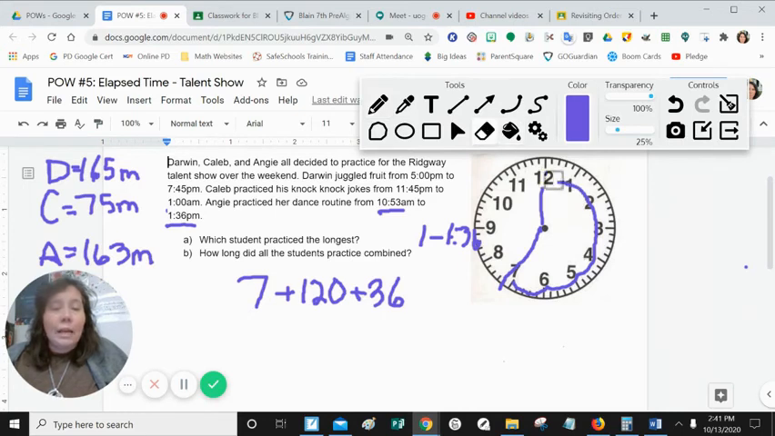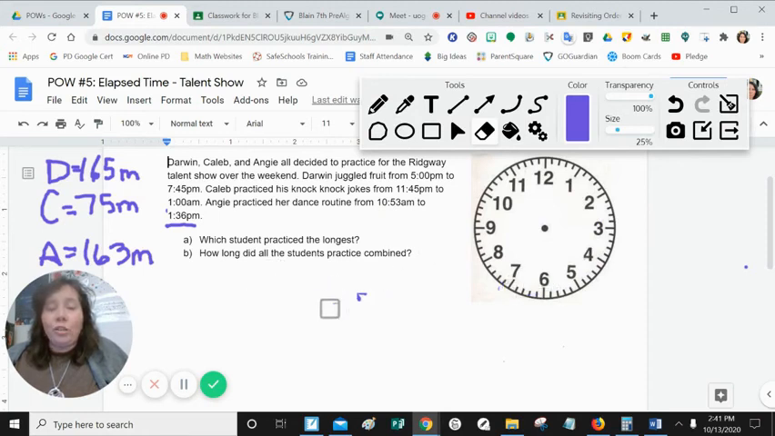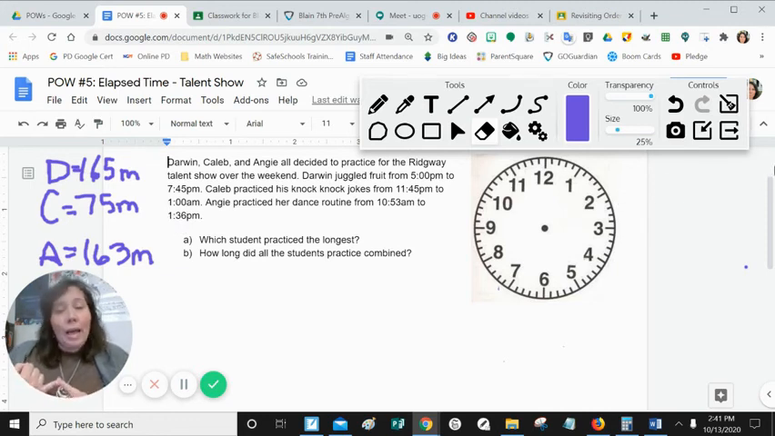So I basically calculated the 3 students' times for you. You have to determine which student practiced the longest. That will be the answer for part A. Put that in a complete sentence. Then you need to calculate how much time in total the students practiced. I gave it to you in minutes. You can give it to me in minutes or minutes and hours. Just remember, 1 hour is equal to 60 minutes.